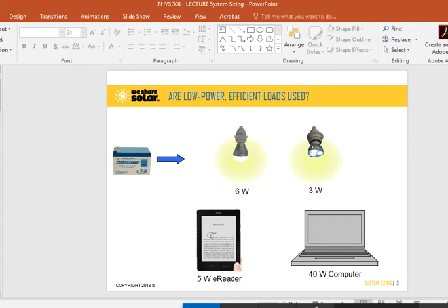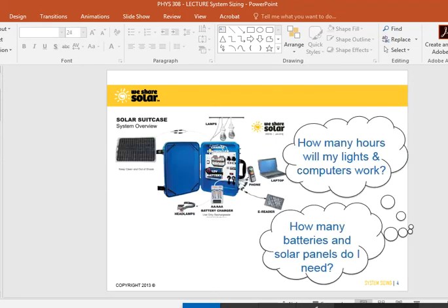In your activity, as you'll see in the worksheet that's attached on Blackboard, you're going to need to brainstorm and come up with what are the key things that you think are going to be necessary to satisfy the community or person or people that are involved in your project. So you're going to be thinking about how many hours my lights and computers will be on, and how many batteries and how many solar panels I actually need, right?